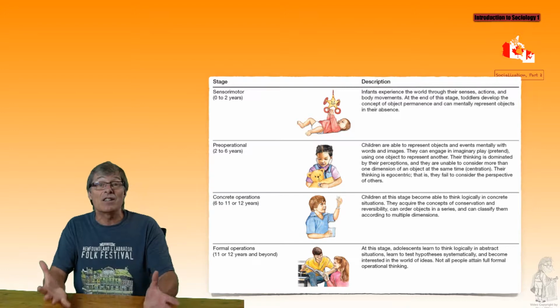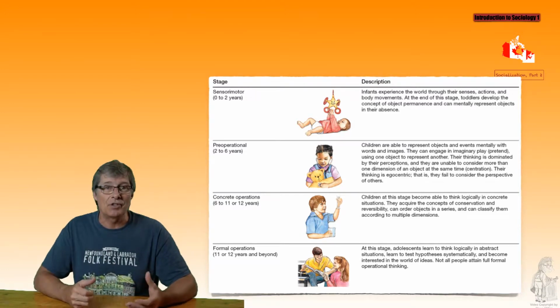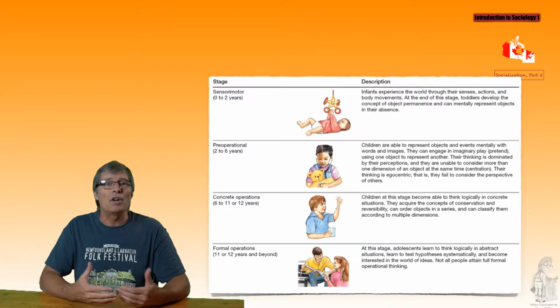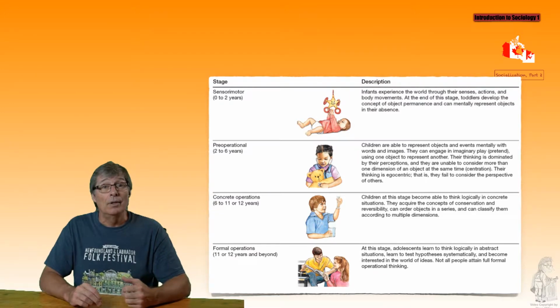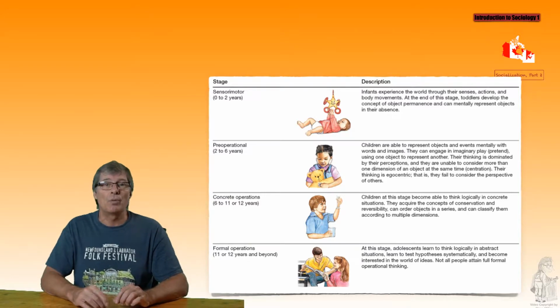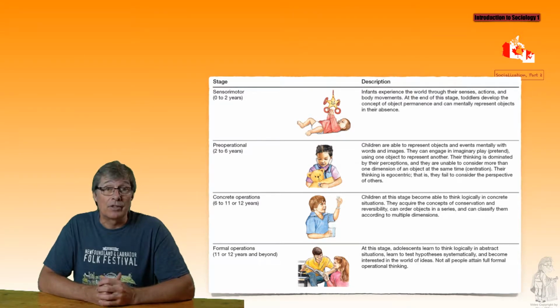So his key concepts, his key stages. The first was the sensorimotor stage, and that was from birth to about 2. And then there was the pre-operational stage, from about 2 to about 7 years old. The concrete operational, 7 to 11 years of age, and then the formal operational, 12 through to adolescence. You'll find more detail in your textbook.